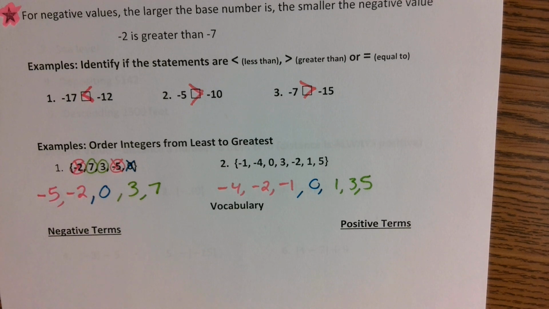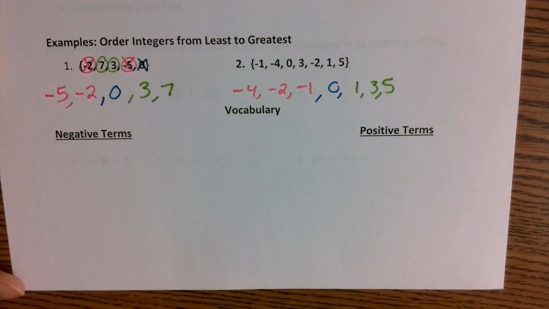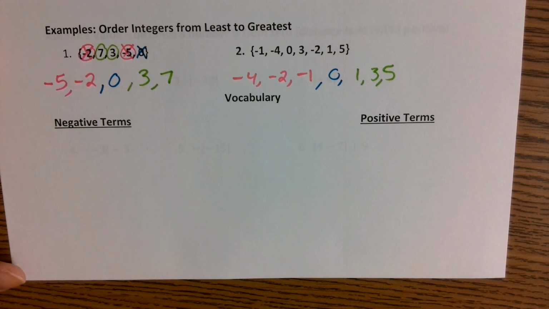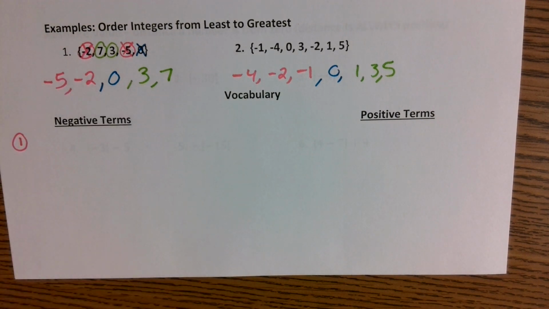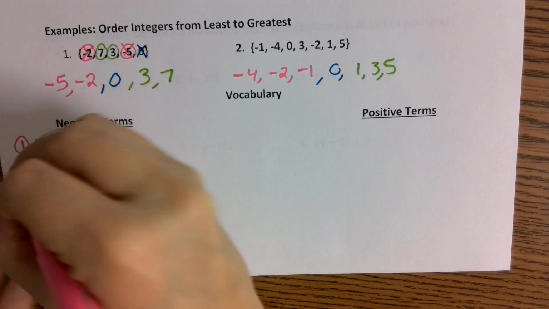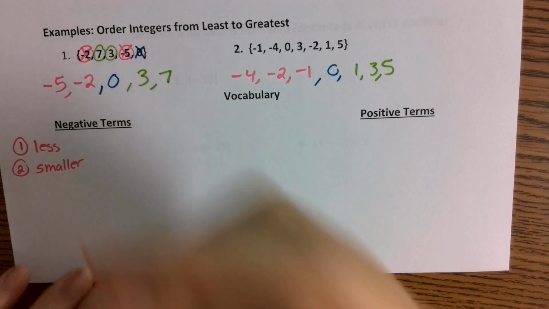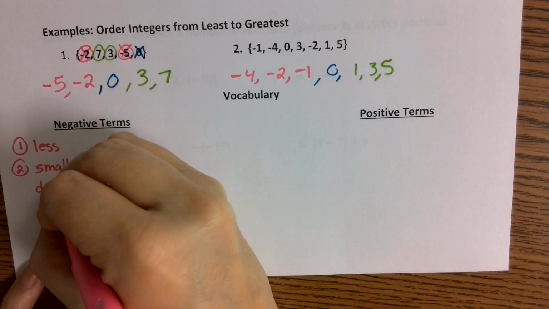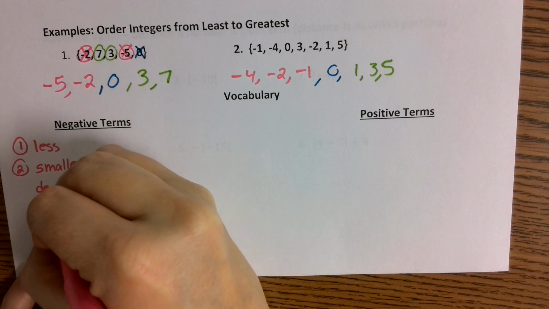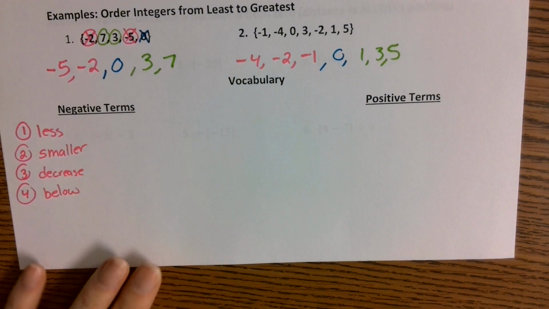Okay. So now we're going to talk about some vocabulary here. Some vocabulary terms that indicate that we're dealing with a negative value or that we're dealing with a positive value. Now, we obviously have some basic blanket math terms that we use. So I'm going to throw a couple of those out there. We've got the value less than. Okay, that's an obvious one, or less. We've got the values like smaller. Okay, decrease. Below. These are values that we use often when talking in terms of math.